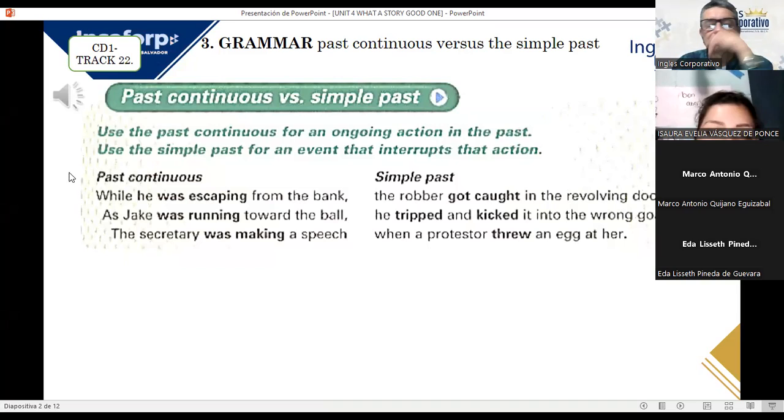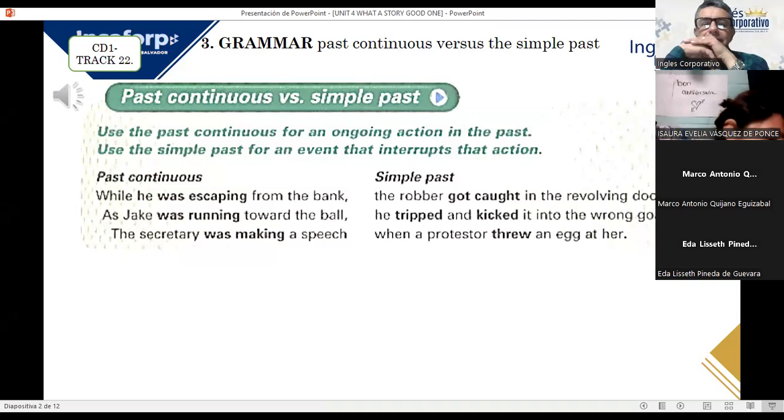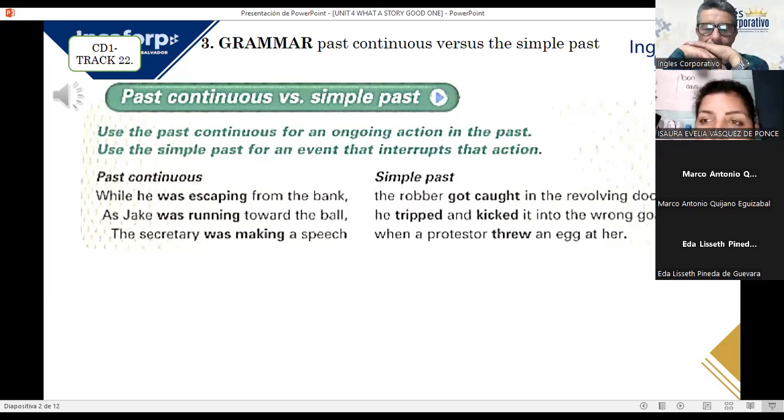Page 23, exercise 3, grammar focus, past continuous versus simple past. Use the past continuous for an ongoing action in the past. Use the simple past for an event that interrupts that action. While he was escaping from the bank, the robber got caught in the revolving door. As Jake was running toward the ball, he tripped and kicked it into the wrong goal. The secretary was making a speech when a protester threw an egg at her.